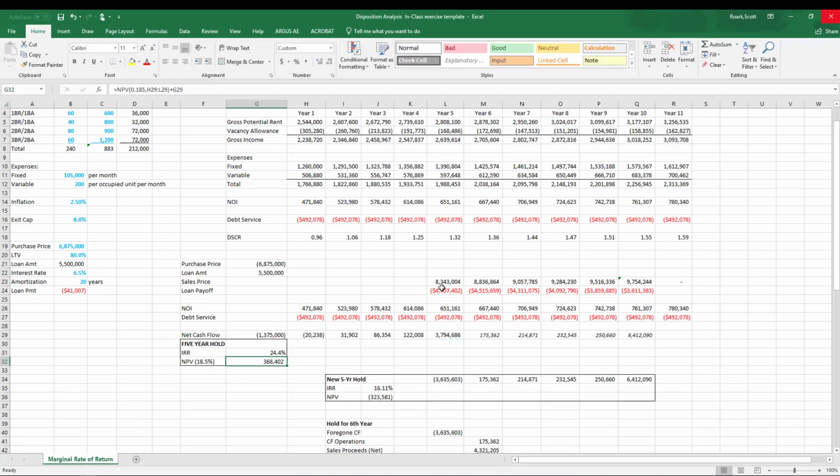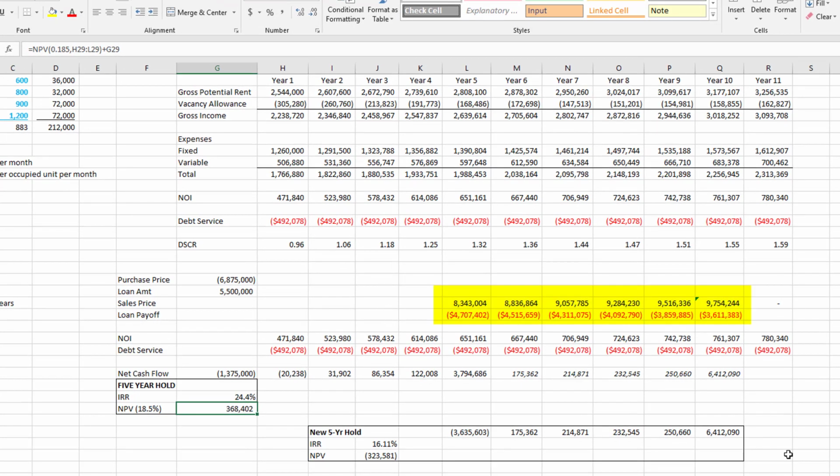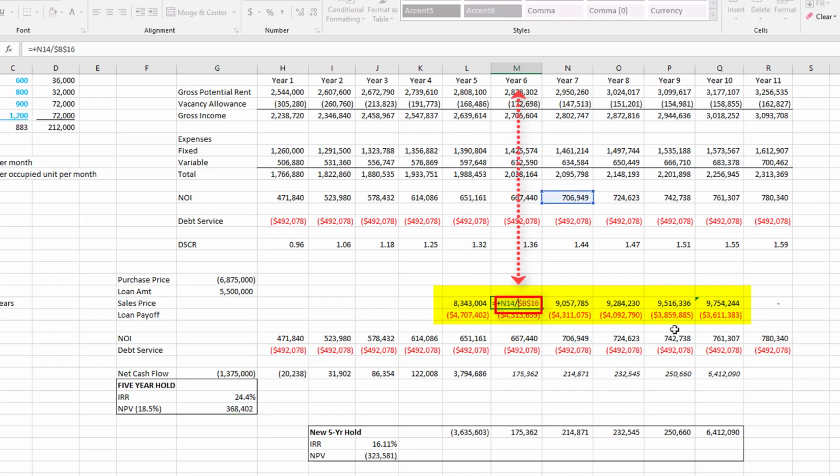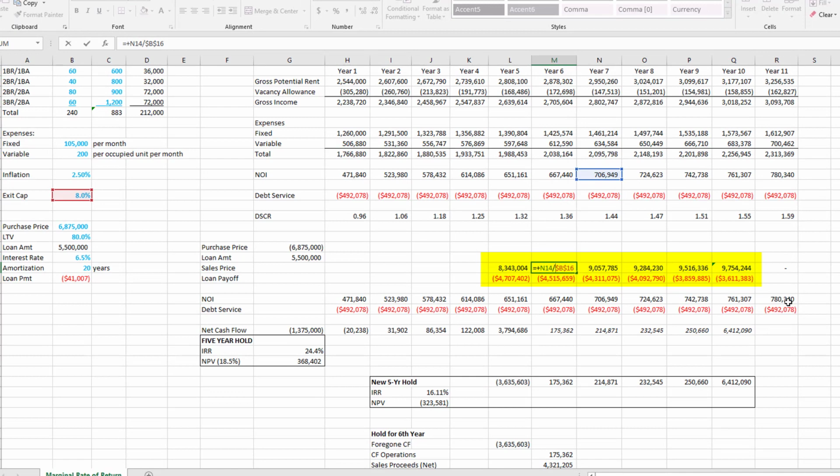Let's see what we got first. This shaded area is basically a series of what-ifs. What if we sold it in year 5? We would get $8,343,000. What if we sold it in year 6? It should be worth $8,836,000, and that's coming from the next year's NOI divided by the cap rate, the exit cap. You can see the formulas and the cells that it's linking to. These highlighted numbers are just what this would sell for in that particular year: year 5, year 6, year 7, year 8, year 9, and year 10.